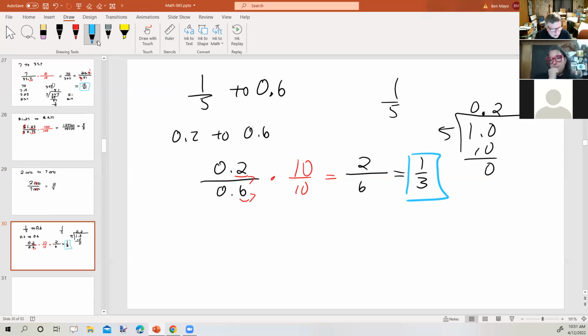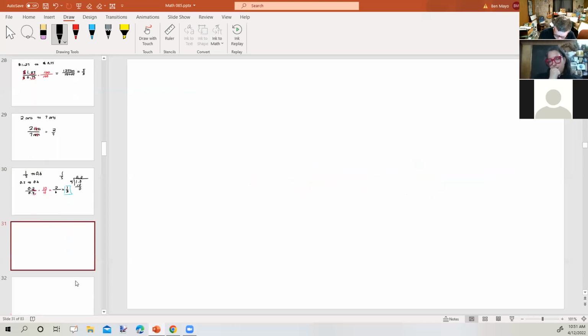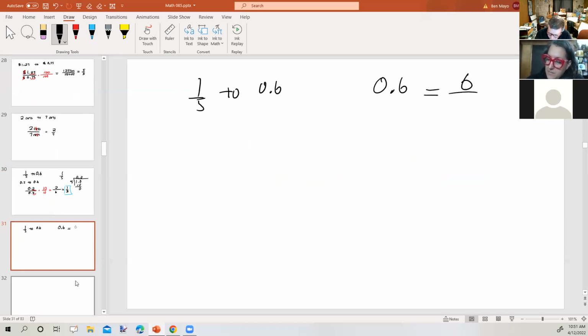Okay. Let's go back and do this same example, only this time, instead of using two decimal numbers, we'll use two fractions. Are we good to go on? Okay. So 1/5 to 0.6. Well, 0.6 is what as a fraction? There's a 6 in the 10th spot, so this would be 6/10, which could be reduced down to 3/5, right? So 0.6 is 6/10 is 3/5.